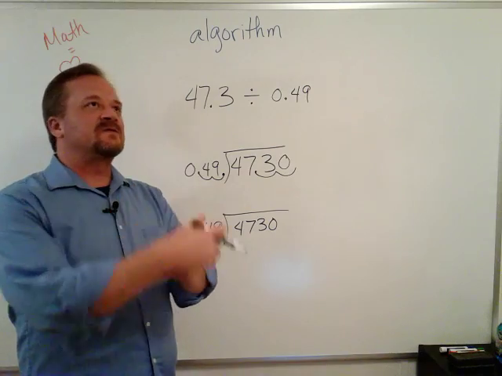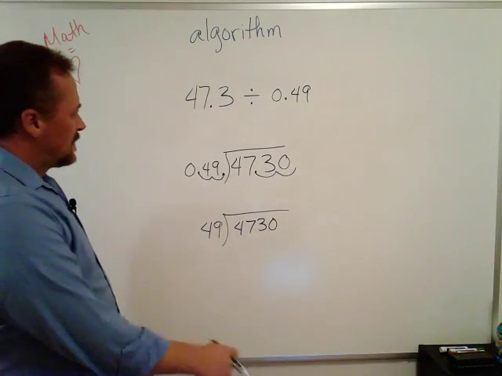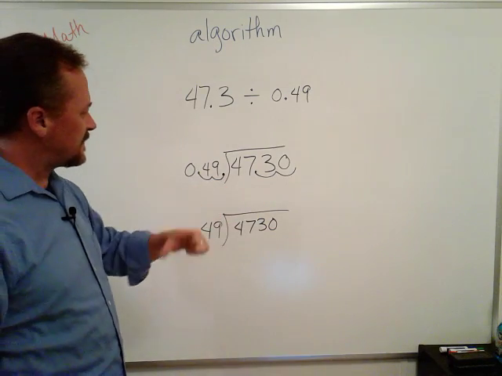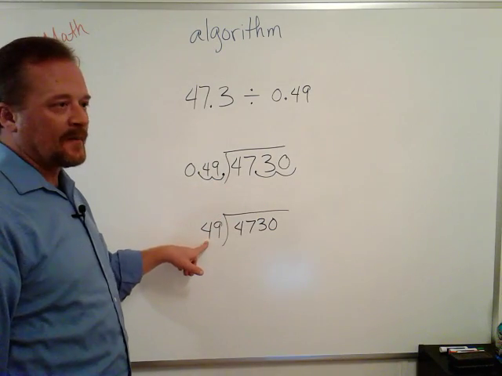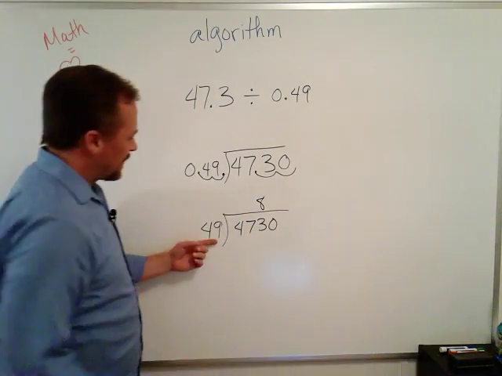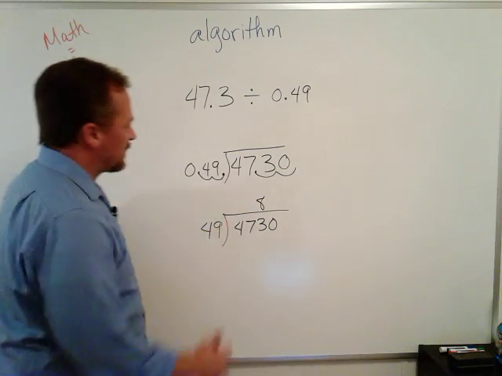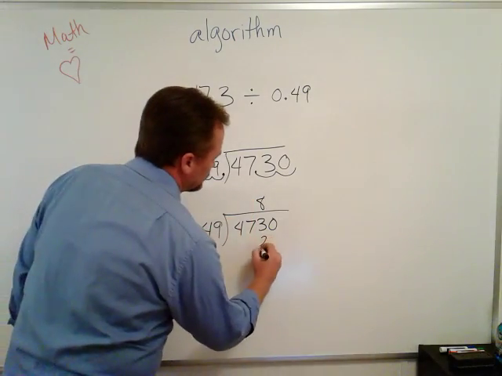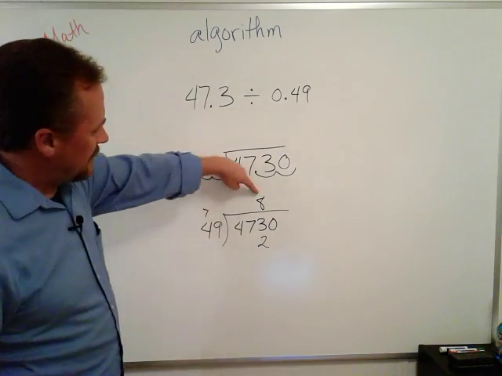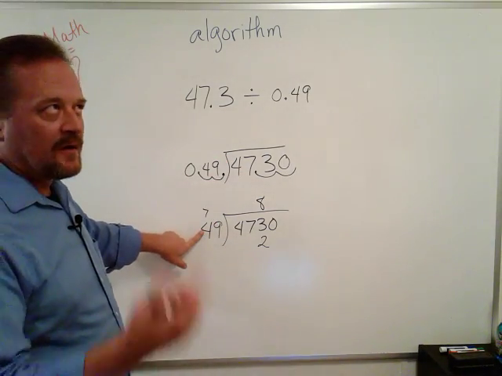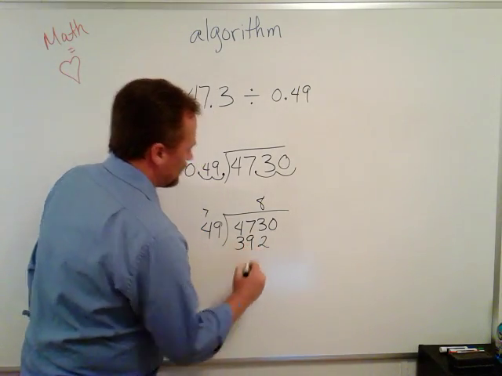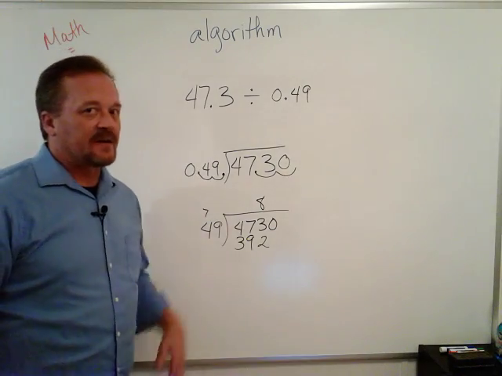How many times? Let's think about that. This is a very big number. If I multiply 8 times 4, I'm going to get 32. Let's try that. Let's try 8. Does 49 go into 473 8 times? Let's find out. 8 times 9 is 72. So I give the 2 right here and carry the 7 over here. 8 times 4 is 32. 32 plus that 7 gives me 39.